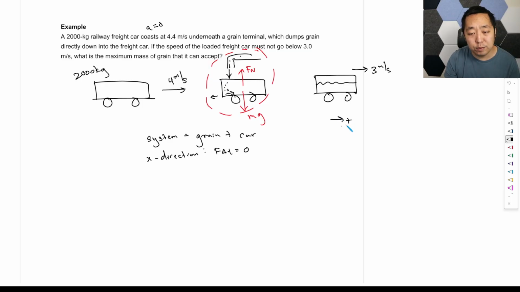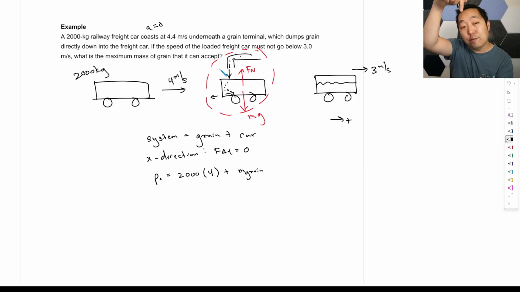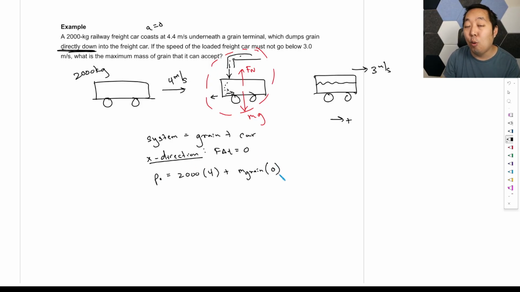We'll make right the positive direction, and so we'll look at the initial momentum of the system. The 2,000 kilogram cart is moving to the right at 4 meters per second. The mass of the grain is falling vertically, right? The grain is dropping downward, dumps grain directly downward. So it has a velocity, but it's pointing downward. But I'm only focused on the x direction right now. So there's no horizontal velocity because the velocity is only pointing down. So this would be 8,000.